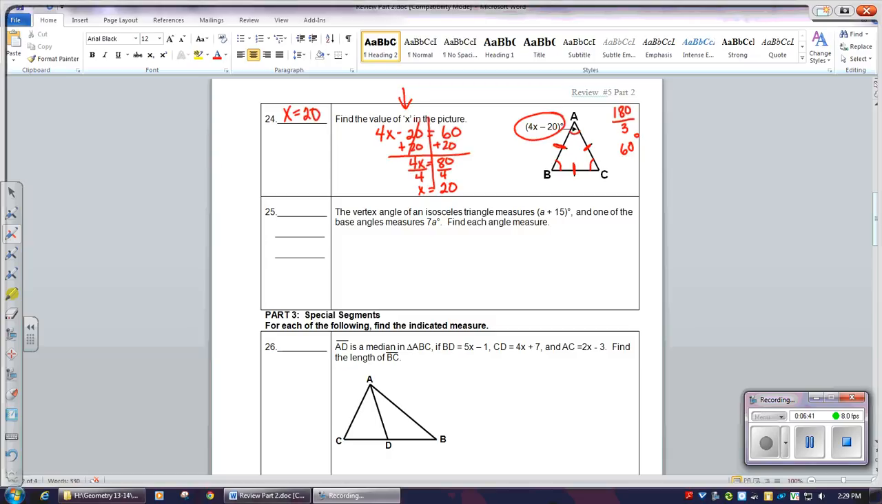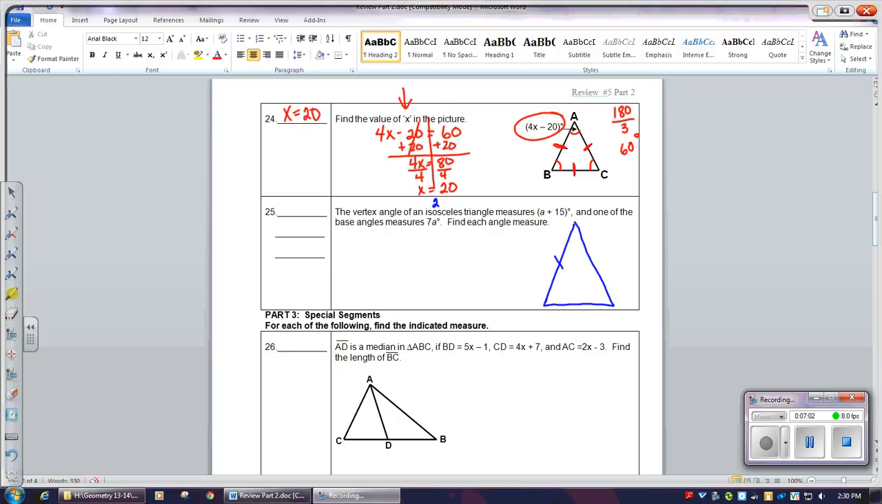Number 25. I can look at 25 before I read a word and say, there's no picture. I will be drawing a picture. The vertex angle of an isosceles triangle. What do you know about isosceles? Two of the sides are congruent. Measures a plus 15. And one of the base angles is 7a. Find each angle measure. So let's make us a triangle here.